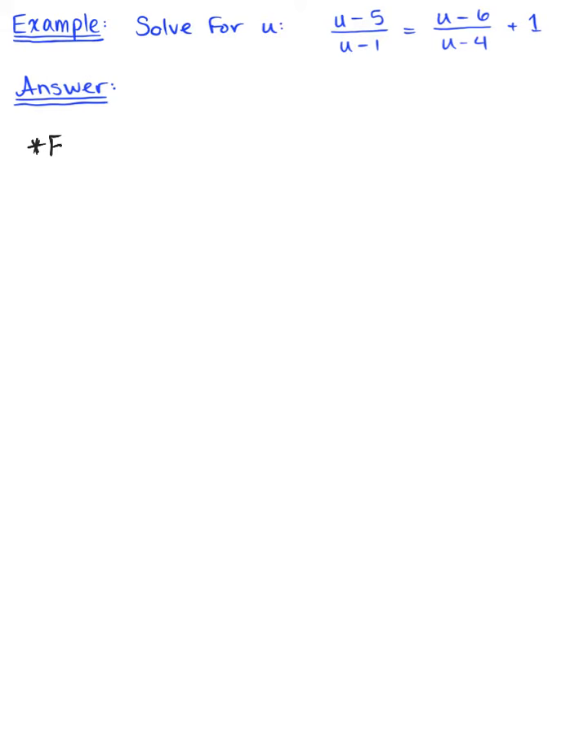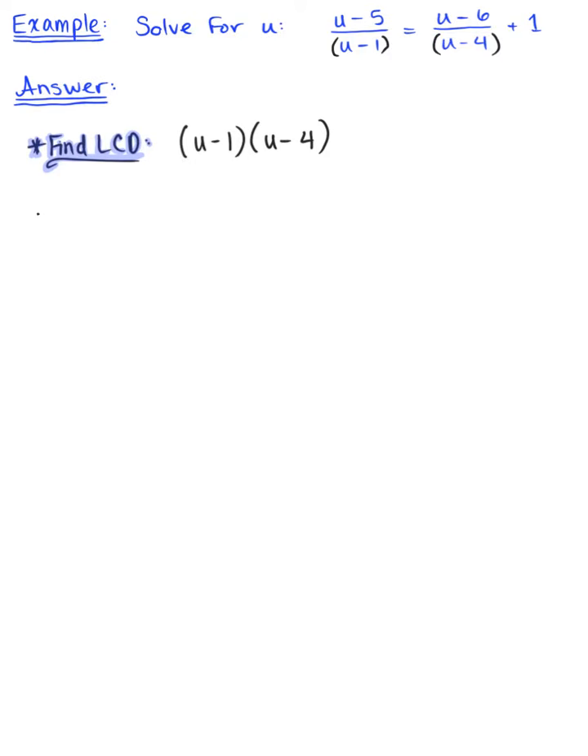Now we want to find that least common denominator to remove the fractions. So find the LCD, the least common denominator. Looking at our first fraction, we see that we have a denominator of u minus 1, so that will be part of our least common denominator. And the other fraction has a denominator of u minus 4, so that also must be in our least common denominator. There are no other terms in the denominator, so that's it. Now, while we're here, these are the factors of the denominator.